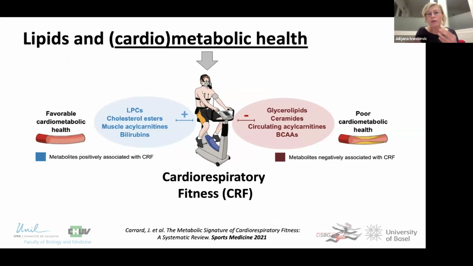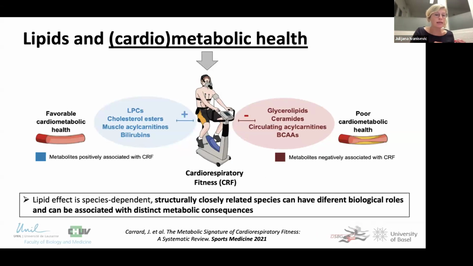Depending on their biological roles and their involvement in different metabolic processes, such as energy production and storage, insulin signaling, and regulation of the immune response, different lipids can have a beneficial or deleterious effect on our cardiometabolic health. Importantly, this lipid effect is not only class dependent, it is species dependent. Today it's very well known that structurally closely related species, even different stereoisomers, can have different biological roles and therefore be associated with distinct metabolic consequences.